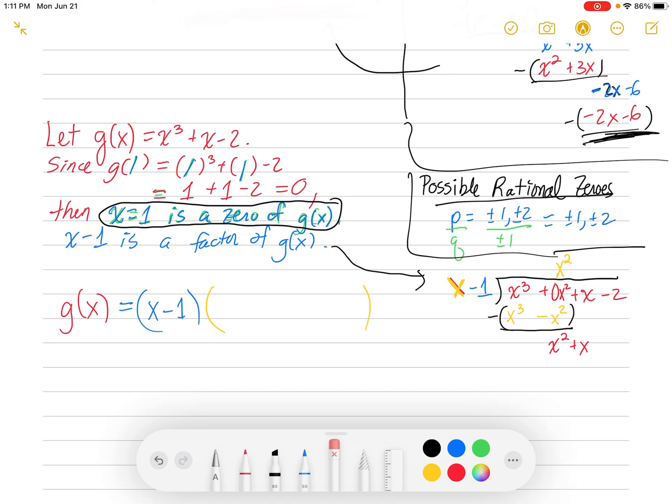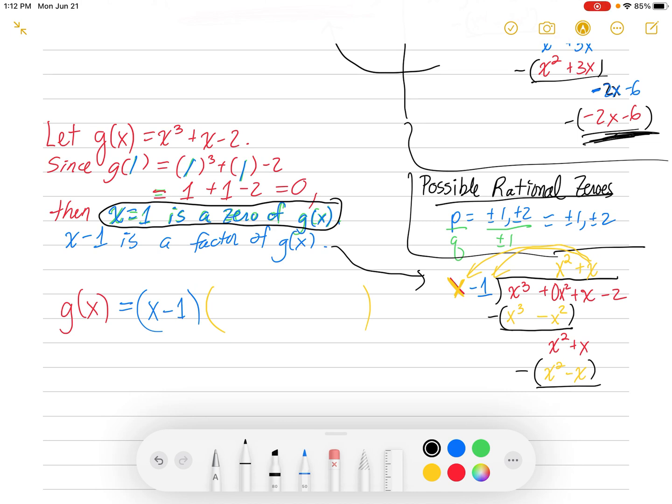And now I ask the question, what times that yellow x out front would give me this x squared down here? Well, x. So I'm going to write a plus x up top in the x column. And now I'm going to take that x, I'm going to multiply by that yellow x out front. I'm going to get x squared. I'm going to take that yellow x up top and multiply by the negative 1 out front. I'm going to get a minus x. And now I'm going to subtract these.